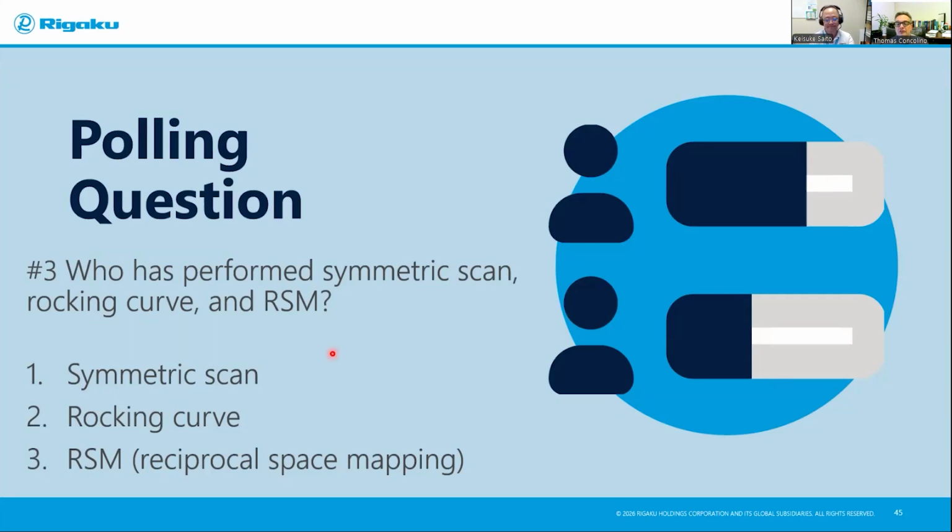So as you can see, of the roughly 50% that answered, almost all of them have done a symmetric scan at minimum, and then roughly half have done a rocking curve or reciprocal space map as well. So that's actually a very good set of polls. So with that, we will end the polling, and you can go ahead and continue. Thank you, Keisuke.